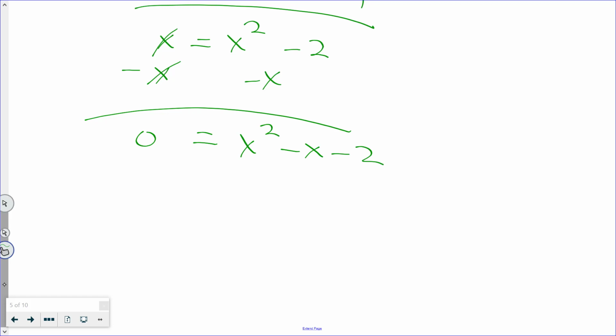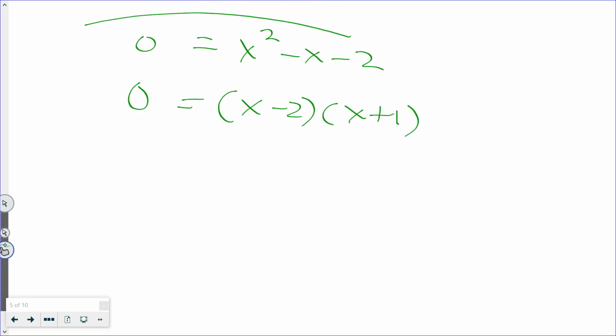How can we solve a quadratic? Victor, you could put that in your calculator. You could solve all quadratics by putting it into your calculator. So x squared minus x minus 2. I'll do it the long way though. This is x minus 2, x plus 1. So I got the factors first.